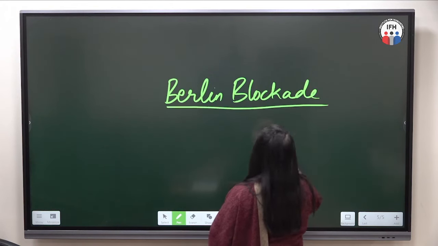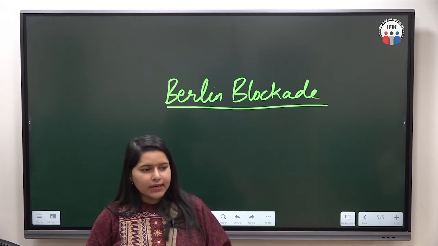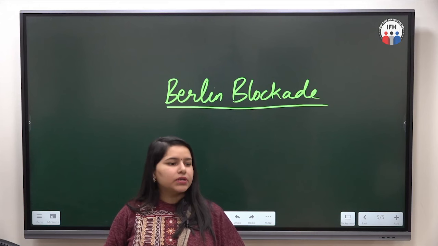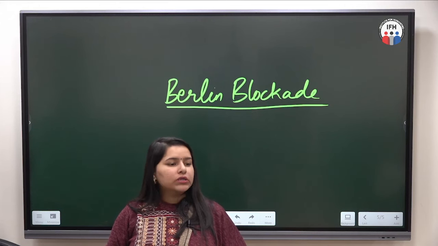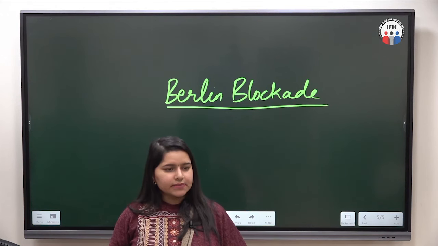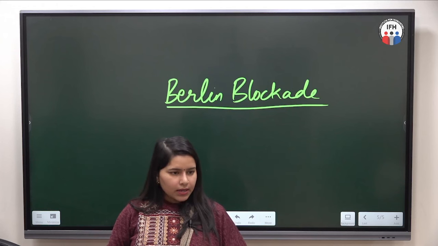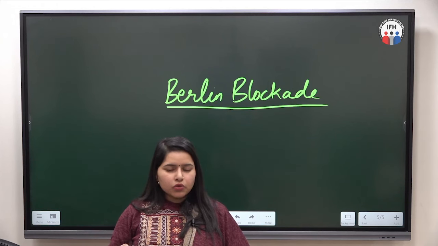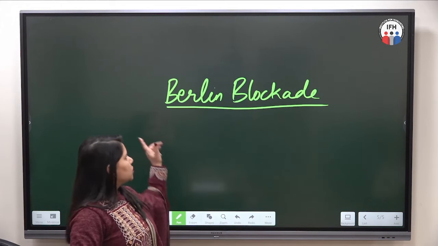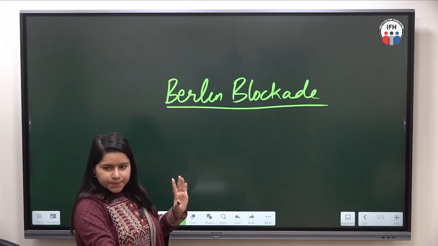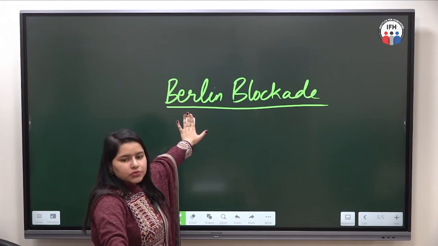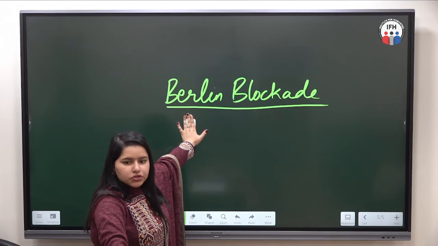So after World War II, Allied power and Axis power, we have discussed yesterday who were the Allied powers, basically the winners of World War II, and who were they? US, USSR, Britain, France, and Axis power, Germany, Japan, Italy, basically those who got defeated in the World War II. And after World War II, Germany was divided into two, East and West Germany, right? And Berlin was what? Capital of Germany, right?